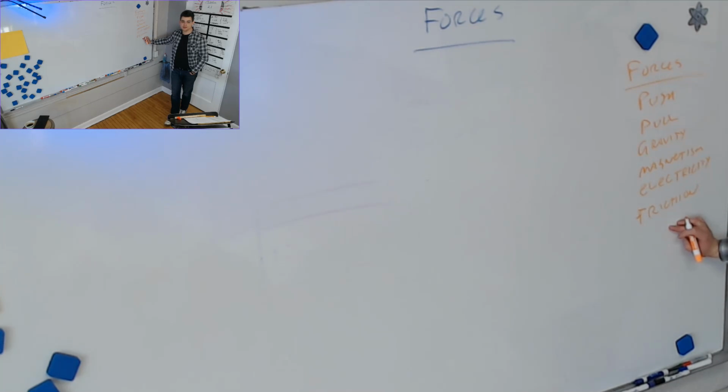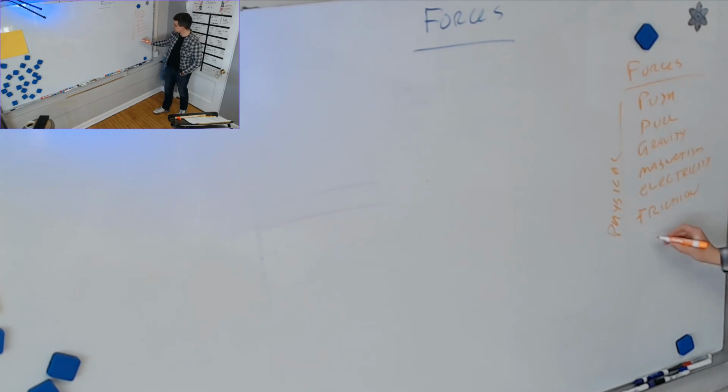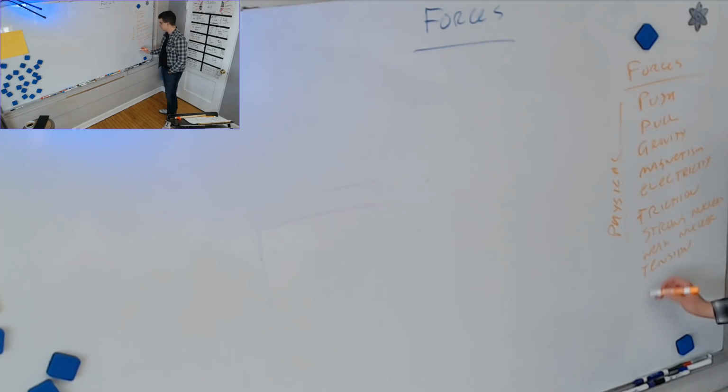Let's think of some other ones. Punch is still a push force. We're talking about physics forces. There are others. There's the strong nuclear. We will talk more about that later. Weak nuclear. What about tension? Ooh, very good. Tension force, spring force. There are all kinds of forces.